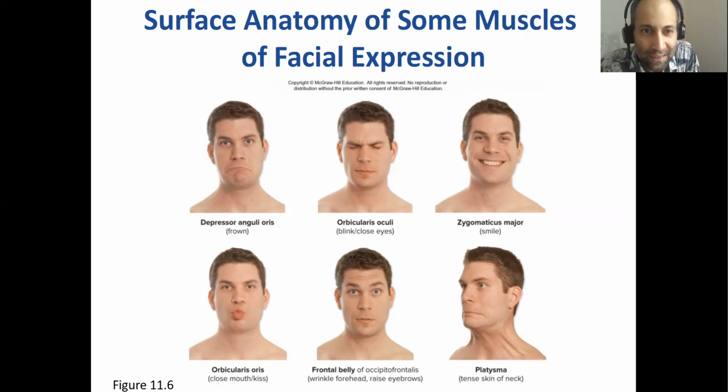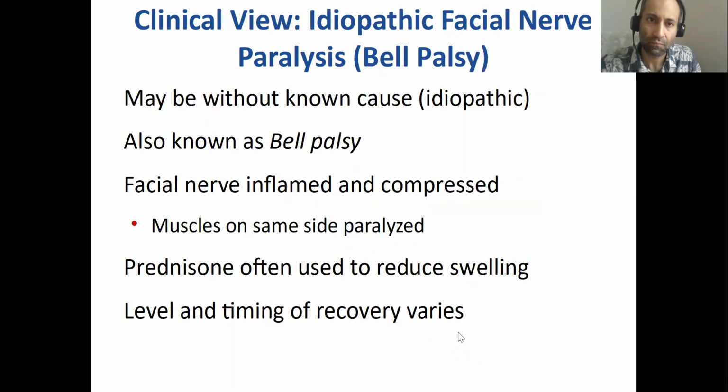But you can see here the sad face, right? And the muscles that we talked about, depressor anguli oris, orbicularis oculi. So the eyes tightly shut. These are the smiley faces, right? Zygomaticus major, orbicularis oris for puckering of your lips, the frontal belly of your occipitofrontalis muscle for forming these creases, lines on your forehead, platysma, the muscle of the neck, okay?